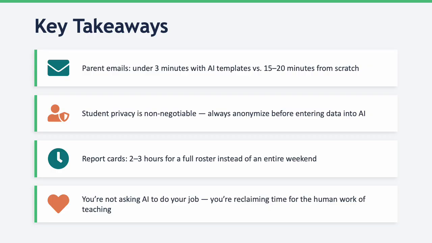The key takeaways from this module include the following. Number 1, parent emails. Under 3 minutes with AI templates versus the usual 15 to 20 minutes from scratch. Number 2, student privacy is non-negotiable because of FERPA. Always anonymize before entering data into AI. Number 3, report cards. When it comes to report card preparation, you can save 2 to 3 hours for a full roster instead of spending an entire weekend. Lastly, you're not asking AI to do your job. Remember, you're reclaiming time for the human work of teaching and also for your mental health.